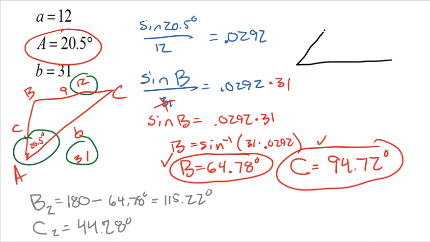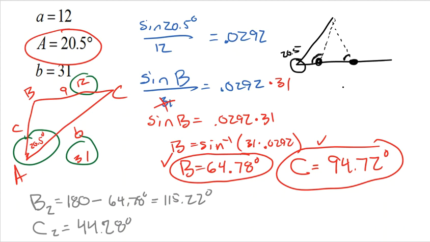So here we go. Here's the deal, this third side could be swung in to make this triangle, or it could be swung out here to be this triangle. So notice that angle A right here, 20.5 degrees, is not going to change, but angle C could be 94.72 or 44.28. It all depends how you swing that third side. And that's what's happening here.